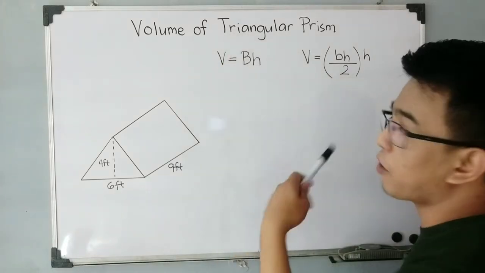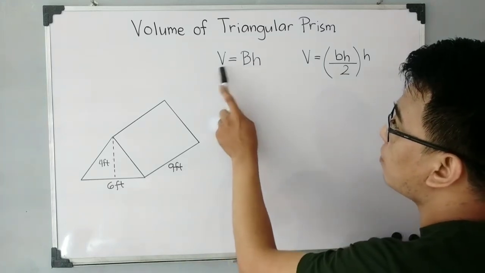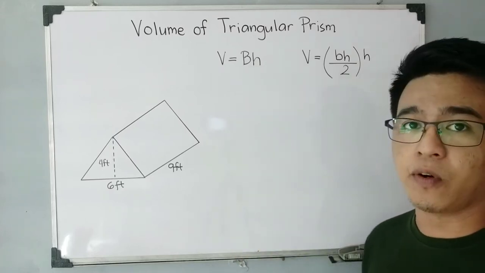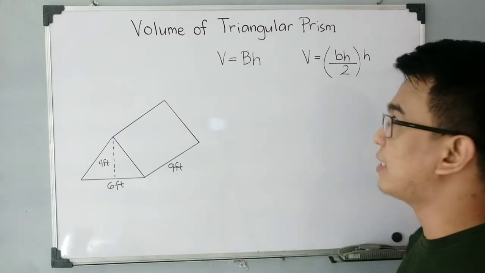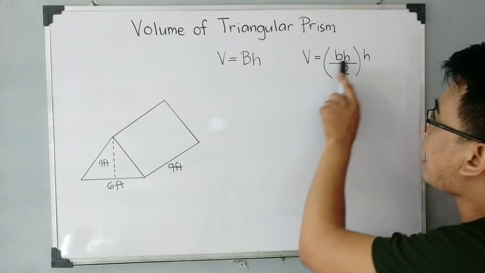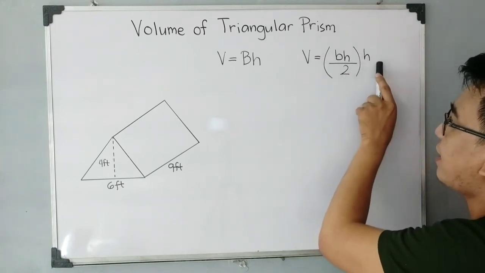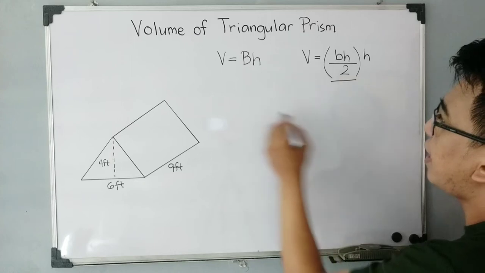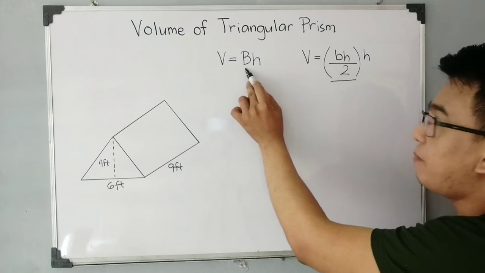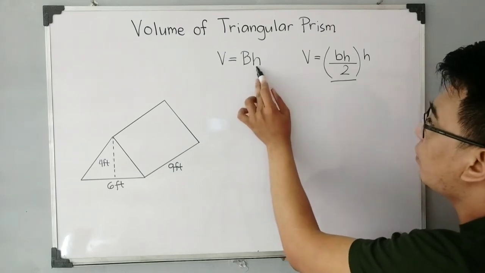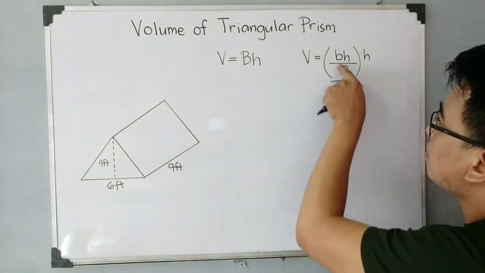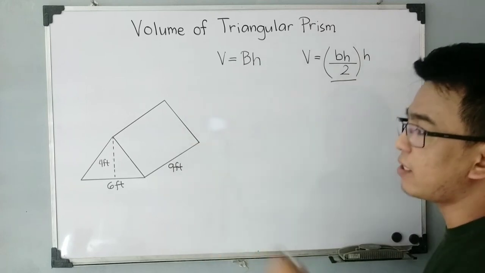This is the general formula for the prisms, wherein the volume is equal to B times H. Your capital B here stands for the area of the base, while this one is V is equal to the quantity of base times height over 2, times height. Since we mentioned here, volume is equal to B, which is the area of the base, times height, the area of the base, which is the triangle, is the same as base times height over 2, because the base is a triangle.